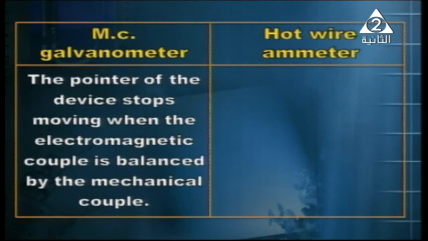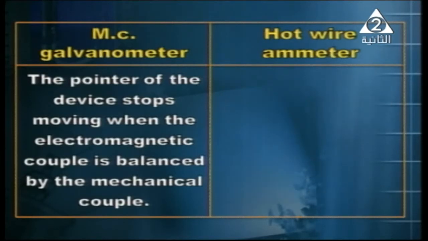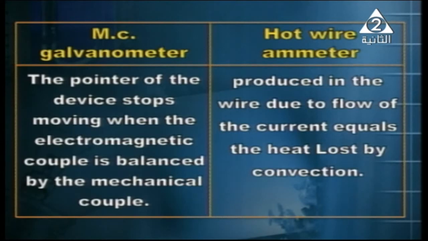The pointer of the device stops when measuring a current, when the current is connected to the device. In the galvanometer, the pointer stops moving when the electromagnetic couple is balanced by the mechanical couple. If you remember, the mechanical couple is produced by hair springs. And what about the hot wire ammeter? The pointer stops moving when the resistance wire reaches the temperature at which the heat produced in the wire due to the flow of current equals the heat lost by convection.